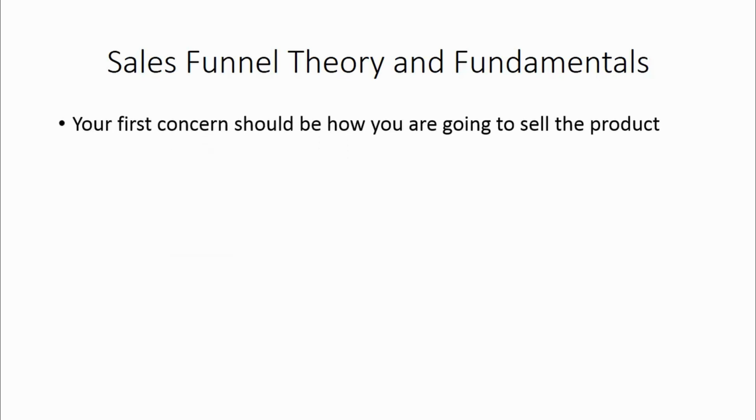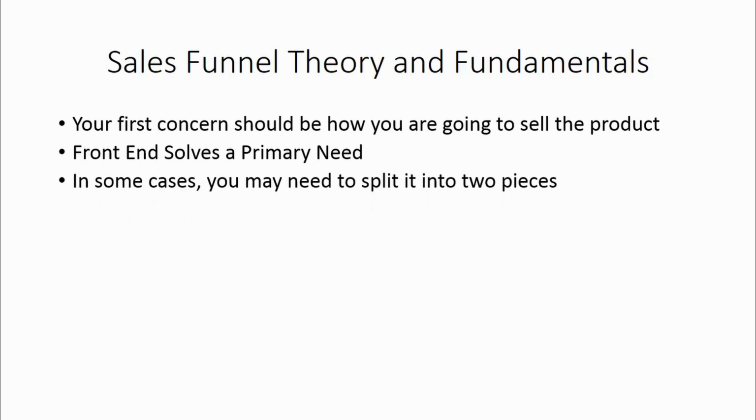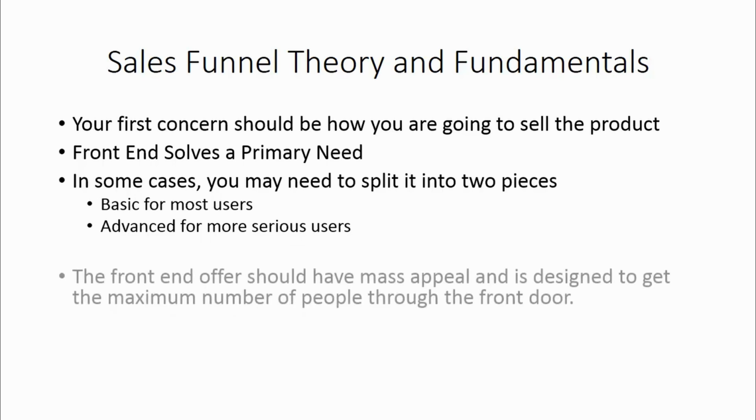Your first concern should be how you're going to sell the product. So, the front-end product should solve a primary need. And in some cases, you may need to split that product into two pieces, one in the front end and one in the back end. So the basic level will be for most users, which is the solution that has the most mass appeal. The advanced section should be for more serious users, and that's what your upsell will go into.